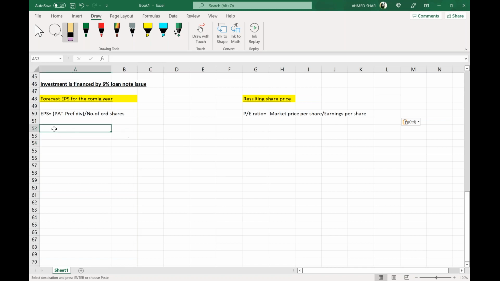Now, for EPS, again, you need three things: PAT less preference dividend, and number of ordinary shares. You will get EPS, and through EPS, you will get the share price. Okay, number of ordinary shares.